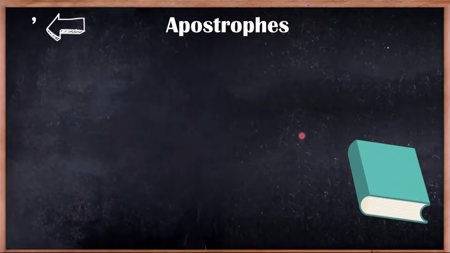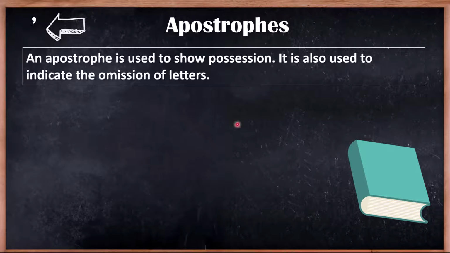So now let's talk about apostrophes, and this here is an apostrophe. An apostrophe is used to show possession. It is also used to indicate the omission of letters. So we use apostrophes to form contractions.